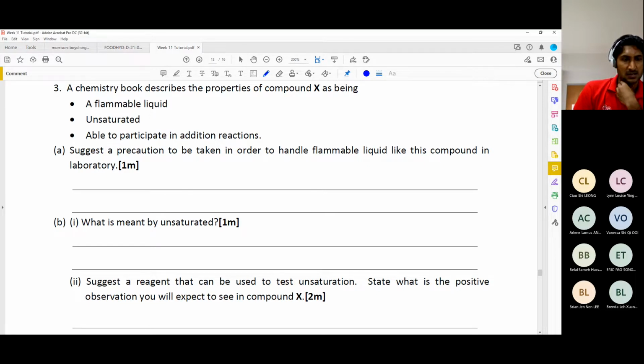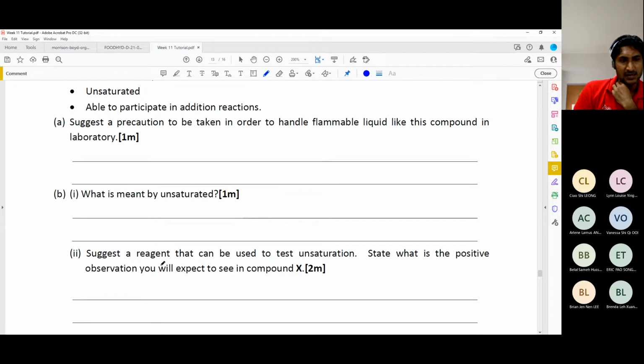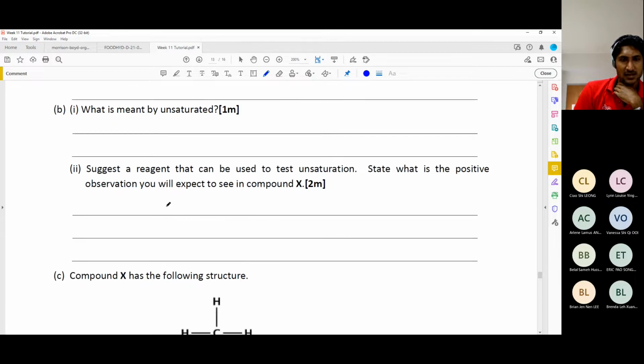Question number 2 says, suggest a reagent that can be used to test unsaturation. Now we know that bromine water we can use, and then we can also use iodine solution. Both we can use. Chlorine does not have any color, so chlorine we cannot use. We cannot see any changes.